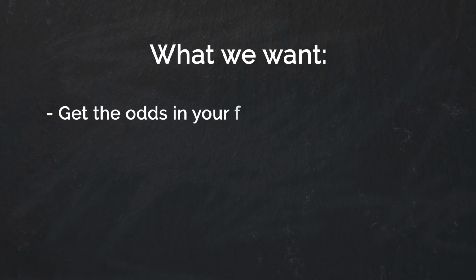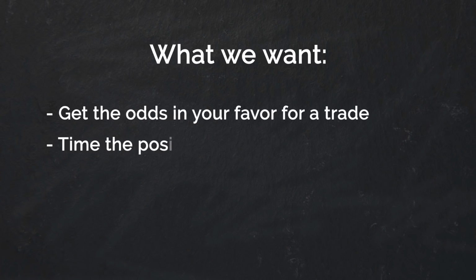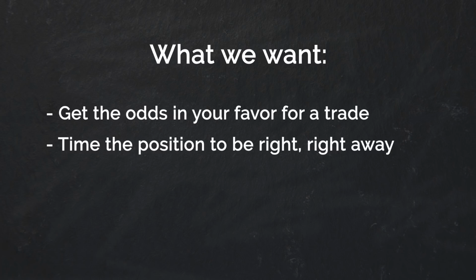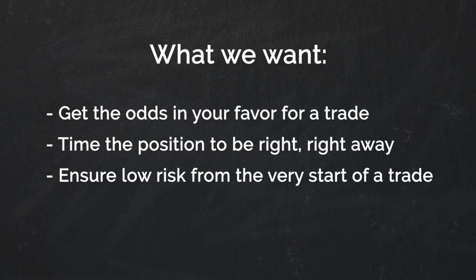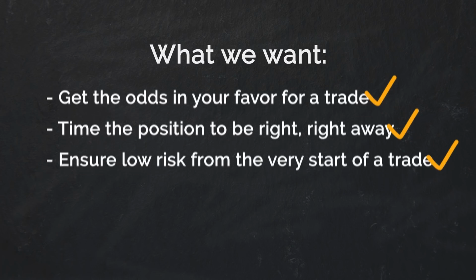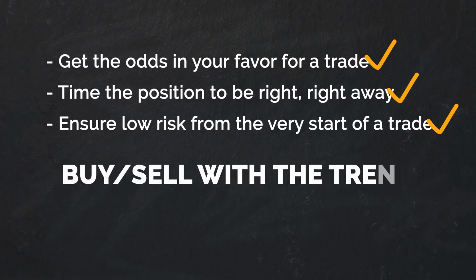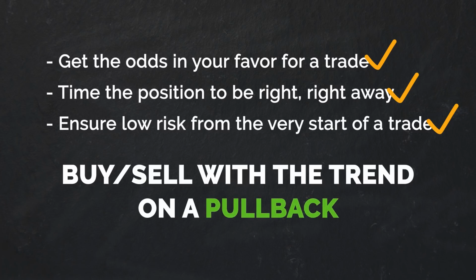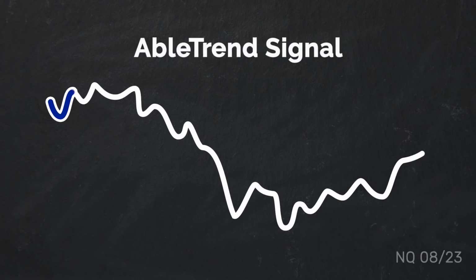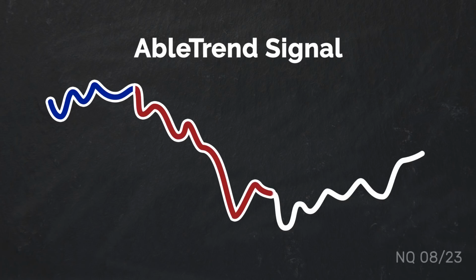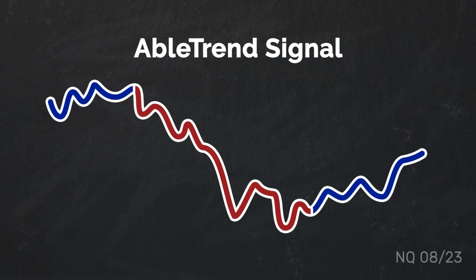To recap from the last lesson, we want a trade methodology that gets the odds in your favor, helps you to time the position to be right away, and one that ensures low risk from the very start of the trade. We said that the best methodology for achieving these three goals is to buy or sell with the trend on a pullback. Now you'll see how the signals can handle the job, and we'll show you the details of how the signals that we offer can do a lot of the heavy lifting for you.